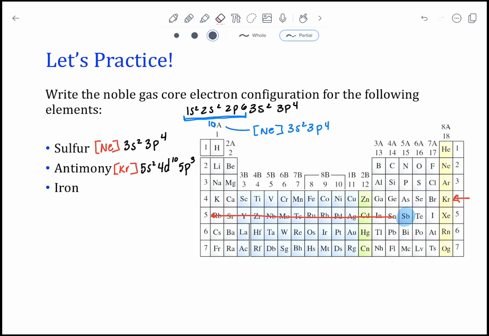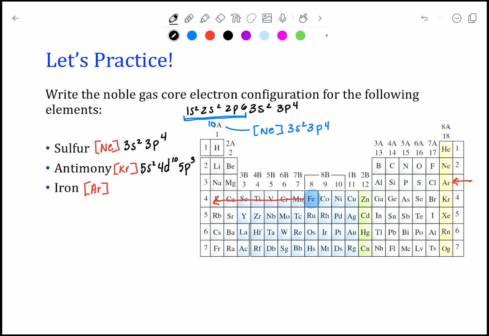Okay, let's try one more. So we have iron. Iron is Fe. Fe is right here on our periodic table. So if we work backwards, we're going to have a noble gas core of argon again, Ar, which has 18 electrons, and iron has 26, so we need another 8 electrons to add on to it.